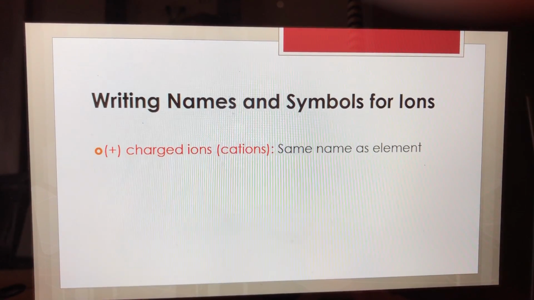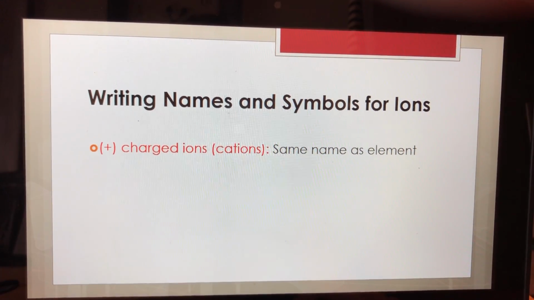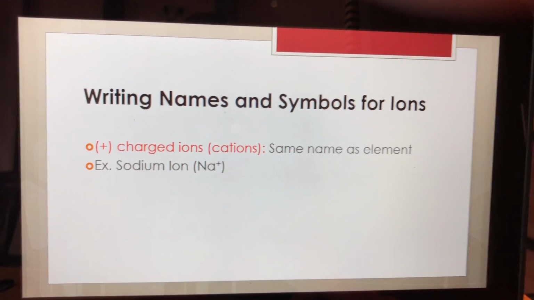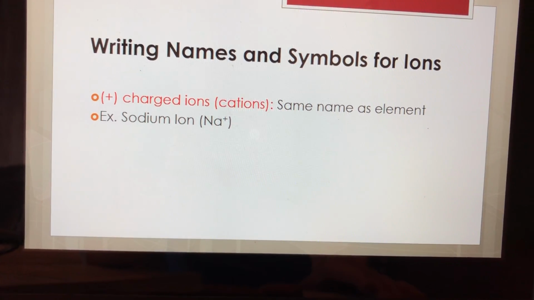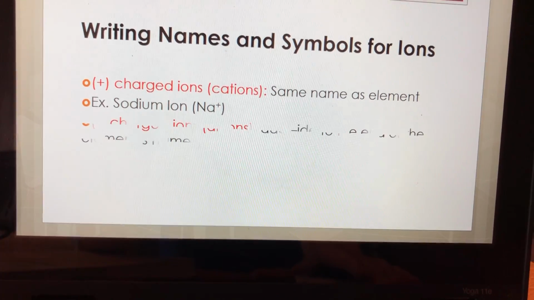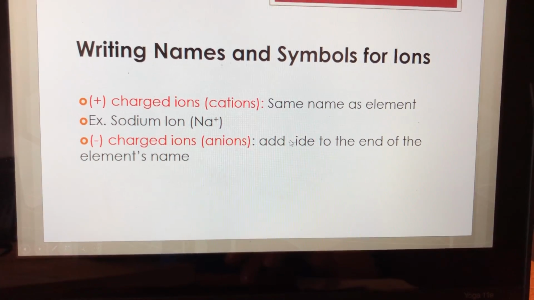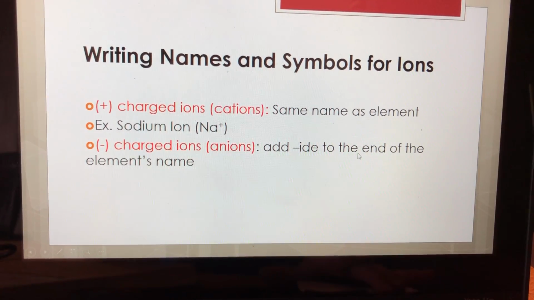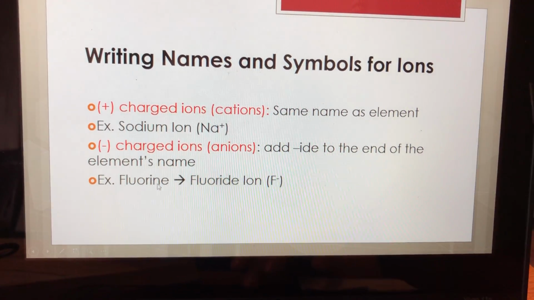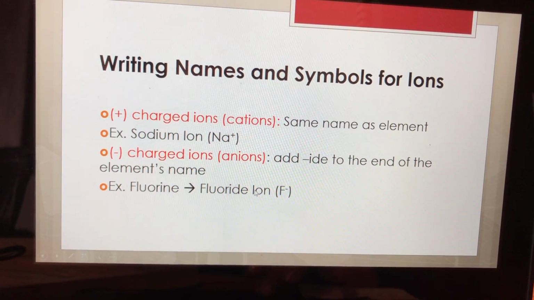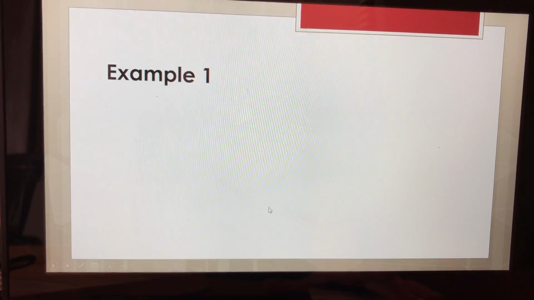Okay, so now we're going to go over names and symbols for ions. So remember, a positively charged ion is a cation. So for example, these are pretty straightforward. When you see a sodium ion, Na+, you just say sodium. Negatively charged ions, you have to change the ending to "ide", I-D-E. So for example, if we had fluorine, that is an anion, F-1, so you would say fluoride ion.